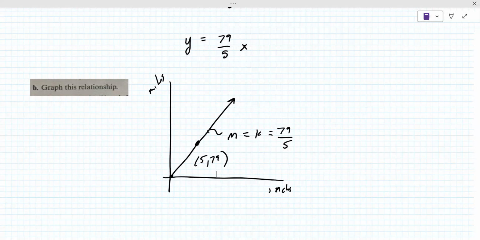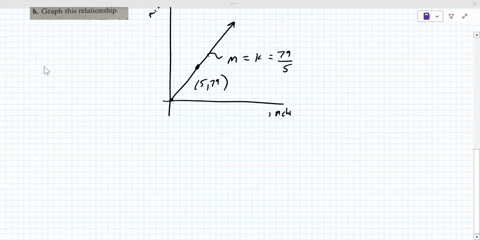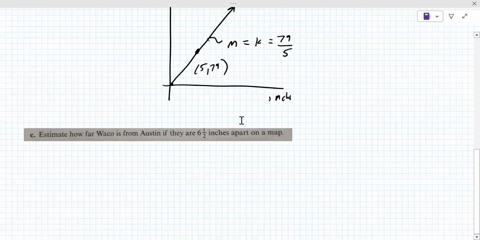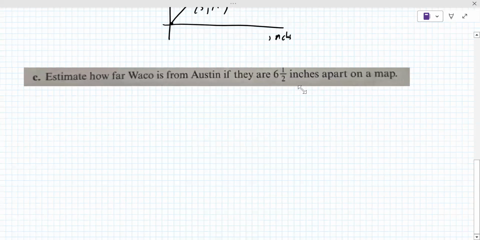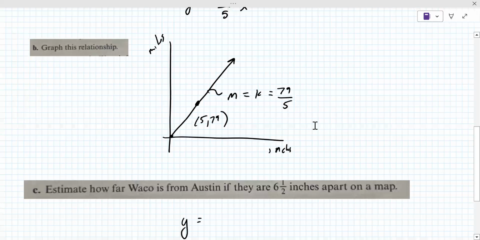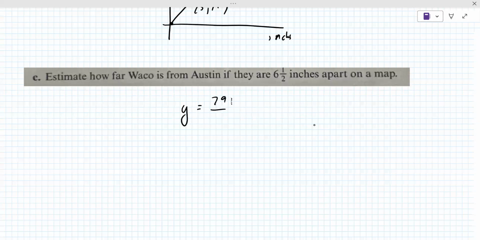Part C is the using of the equation. So once you have the equation, you'd like to use it. So we'll do that here. We'll estimate how far Waco is from Austin if they are 6.5 inches apart on a map. Again, we have y equals 79 over 5 times x. You have to decide if they're giving you x or if they're giving you y. Because it's in inches, they're giving you x.